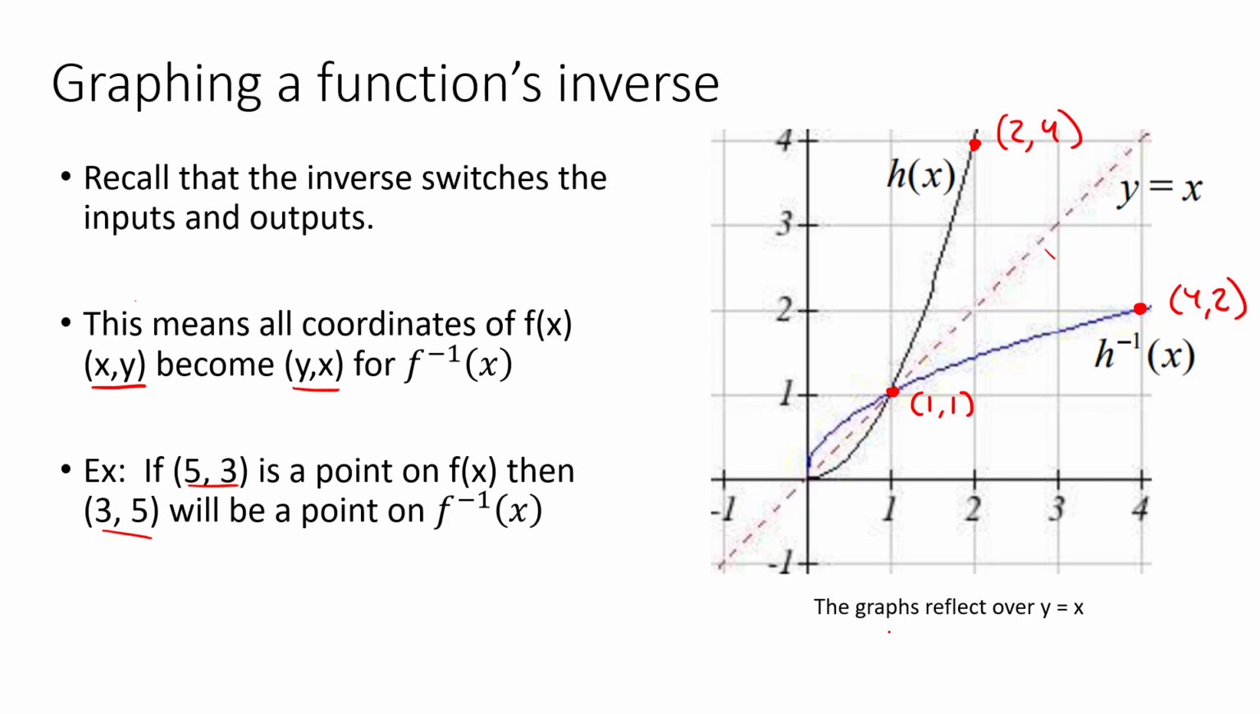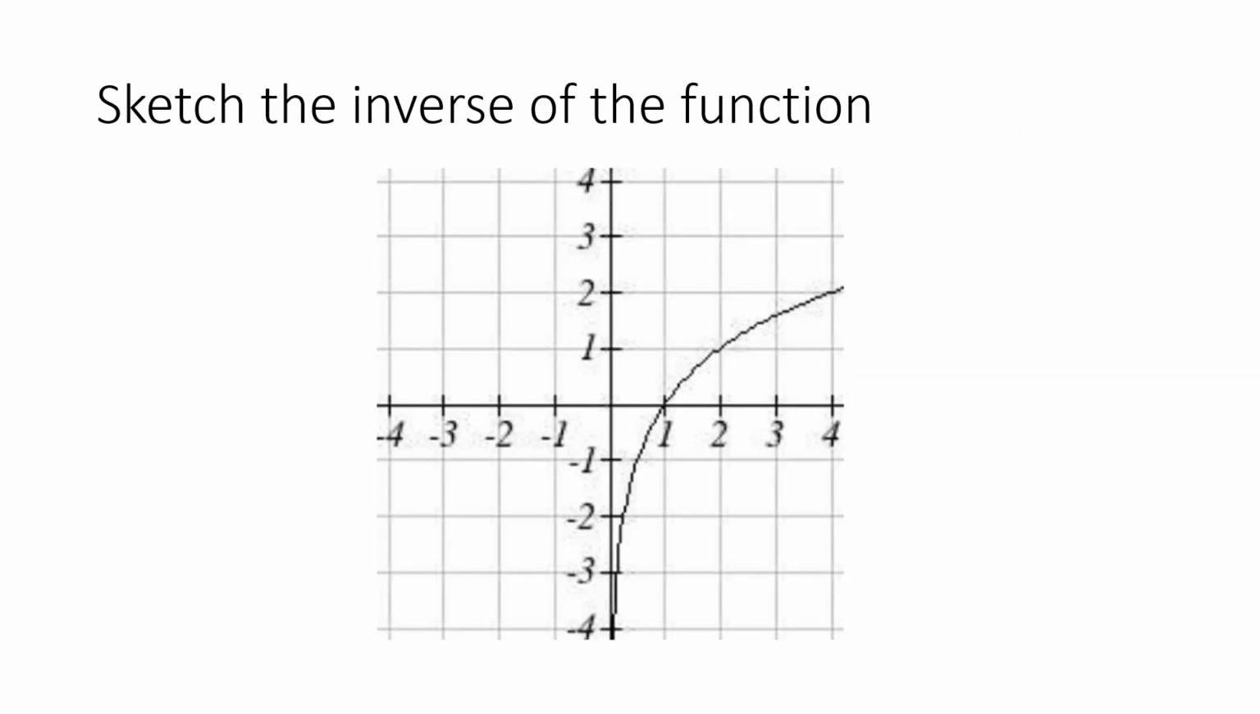When you do this, the graph of an inverse will always be a reflection over the line y equals x, which is why I've drawn that diagonal line there. So it's kind of a way to check your answer. It should be like a mirror image across that line, kind of like you did in geometry. Okay, so just an example of how to do this.